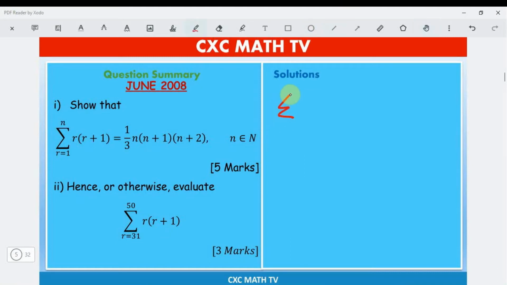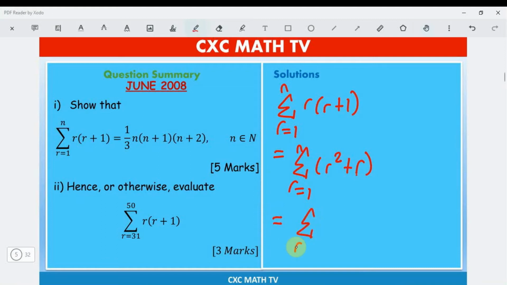So first, we have the sum from r equals 1 to n of r times (r plus 1). The first thing you're going to do is expand the bracket. This becomes the sum from r equals 1 to n of r times r, which is r squared, plus r times 1, which is r. Then we know by the laws of summation we can break this up as the sum from r equals 1 to n of r squared plus the sum from r equals 1 to n of r.